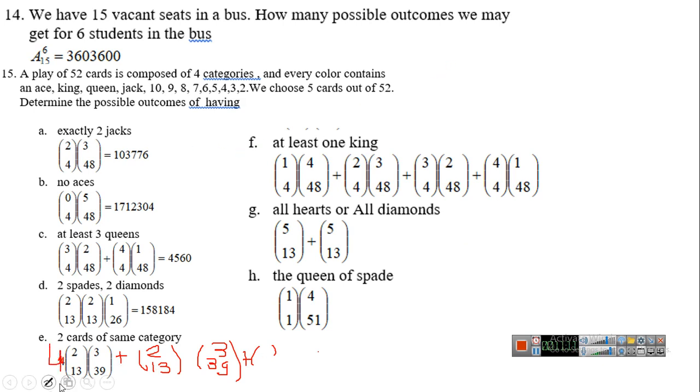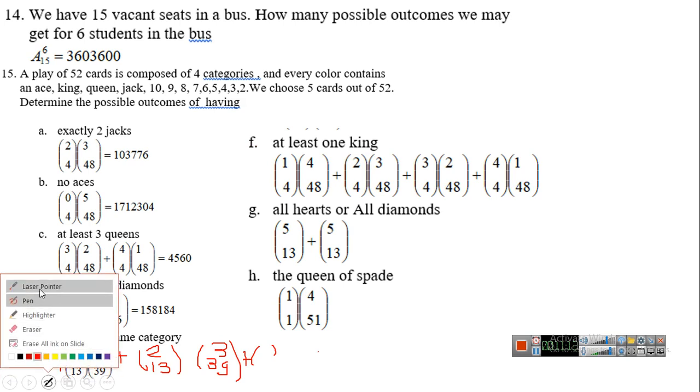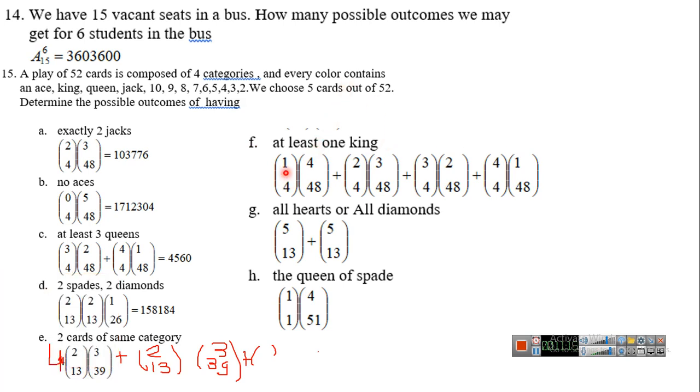At least one king. I'm drawing 5 cards. So 1 king, 4 not kings, or 2 kings, 3 not kings, or 3 kings, 2 not kings, or 4 kings, 1 not king. All hearts or all diamonds: I have 13 hearts, 5 out of 13, plus all diamonds.